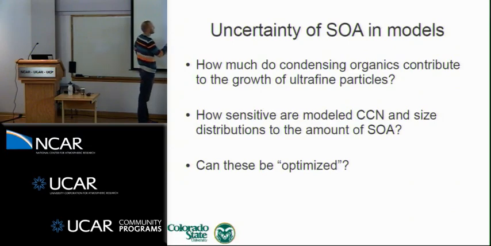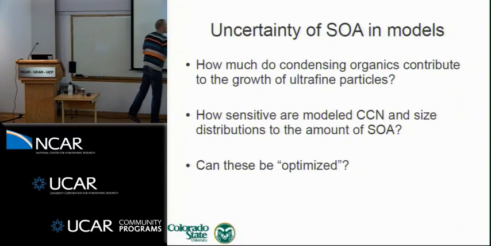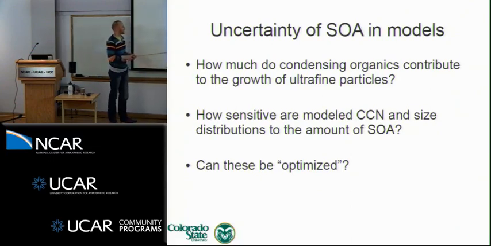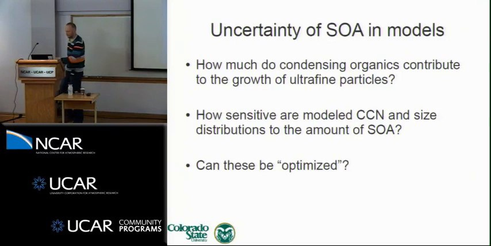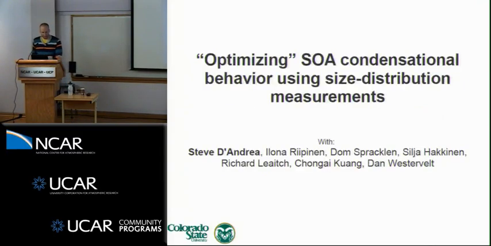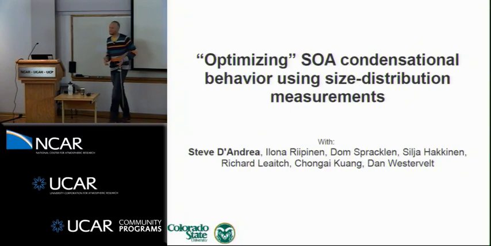So we'll touch on this, and then we want to look at how sensitive the model cloud condensation nuclei predictions and size distributions are to the total amount of SOA, since this is uncertain in the models, and try to figure out, using measurements, if we can optimize our model inputs in order to make an optimized model. And so I'll touch on these. This is being led by my graduate student, Steve DeAndrea, with inputs from quite a few other people that I have up here.